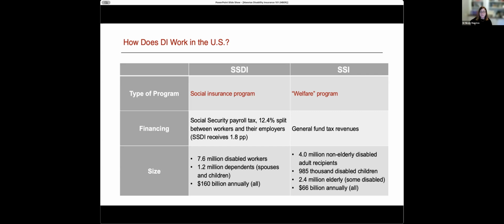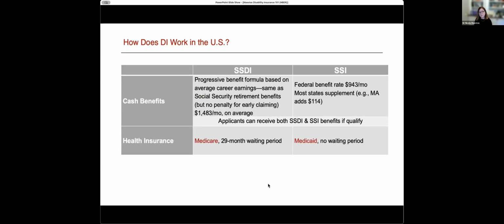So it's three-in-one for SSI, whereas SSDI is a program primarily for disabled workers, people who have a work history and have experienced an episode of disability. The benefits are also quite a bit different across the programs.